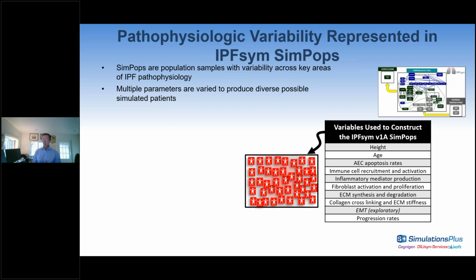You can see in this table, with idiopathic pulmonary fibrosis, some of those areas included immune cell recruitment, alveolar epithelial cell apoptosis rates, the extracellular matrix, the critical component of fibrosis, the turnover rate, the synthesis, degradation, and progression rates. And so we went through and did all the combinatorics, generating a wide array of simulated patients.